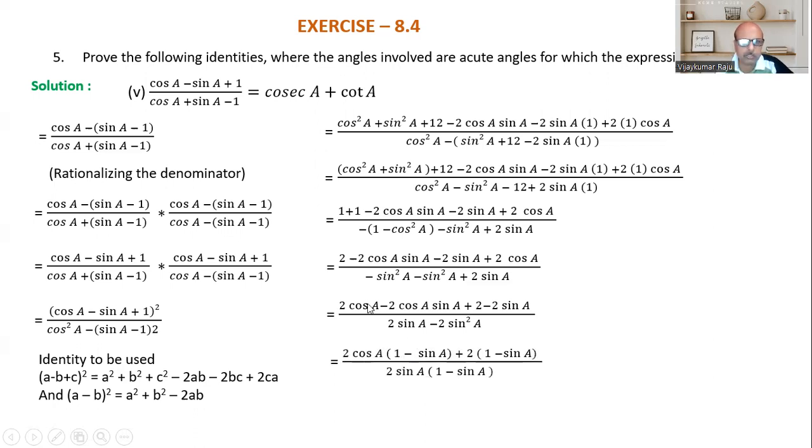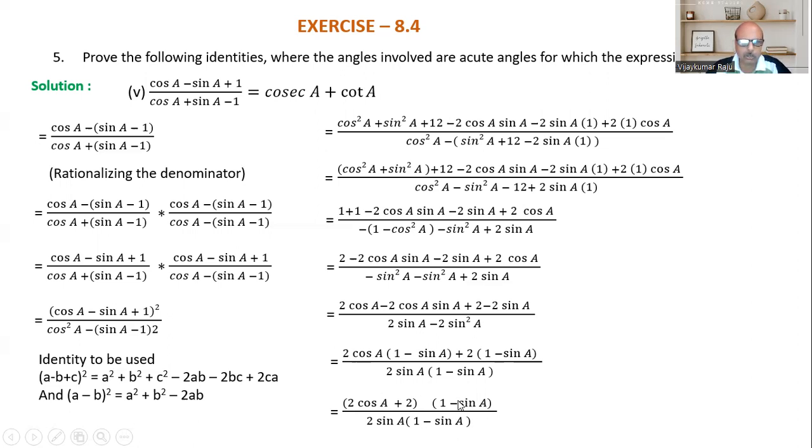From these two terms, if you take out 2 cos, you have 1 minus sine. From these two terms, take out 2 common, 1 minus sine upon 2 sine; if you take out common, it becomes 2 sine into 1 minus sine. So 1 minus sine, you take out common. Again 2 is common, so it becomes 2 cos and 2. 1 minus sine A is taken out as common. If you take this common out, you are left with only 2 cos A and here only plus 2 upon 2 sine A into 1 minus.